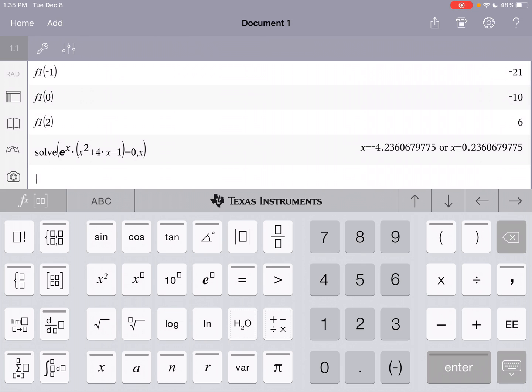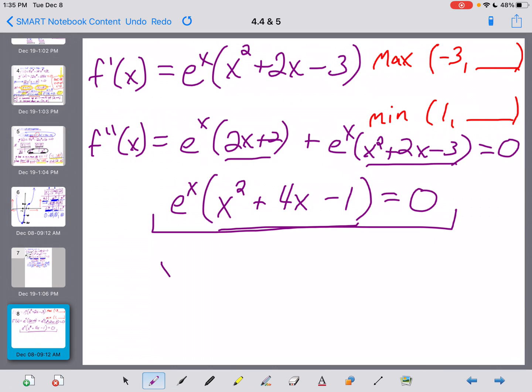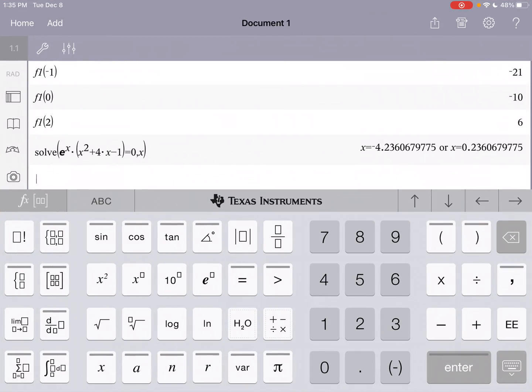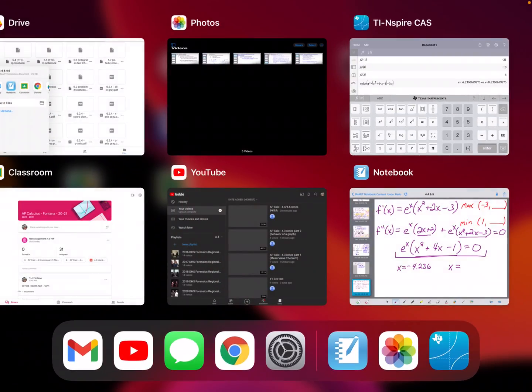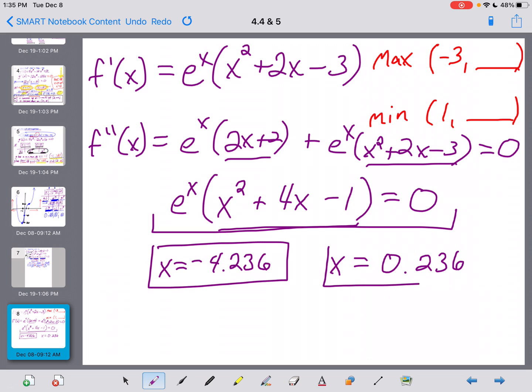My first is negative 4.236. So let me write that one out. x equals negative 4.236. And the second one was x equals 0.236. All right, those are the potential points of inflection that we just came up with from the second derivative.